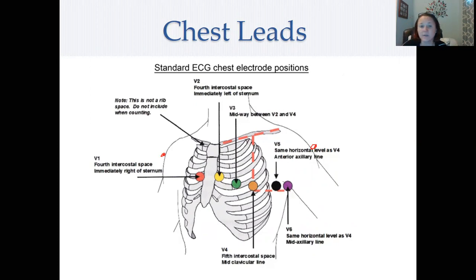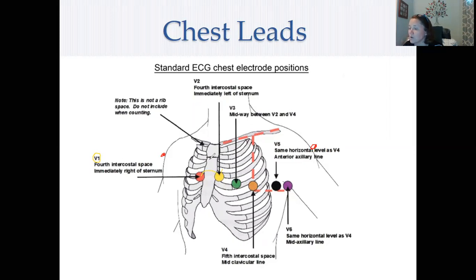So for the placement of the middle leads, the V leads: V1 is going to be 4th intercostal space, right sternal border. V2, you're just going to hop across. It's going to be 4th intercostal space, left sternal border.